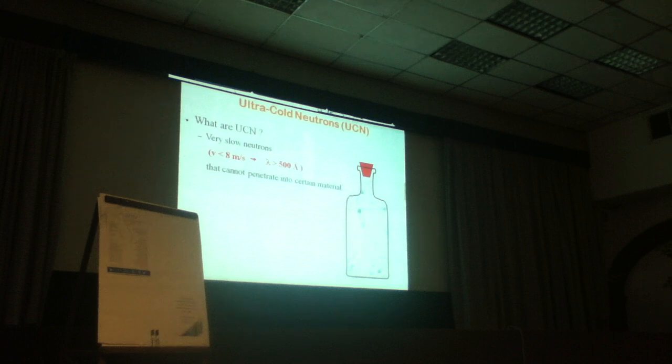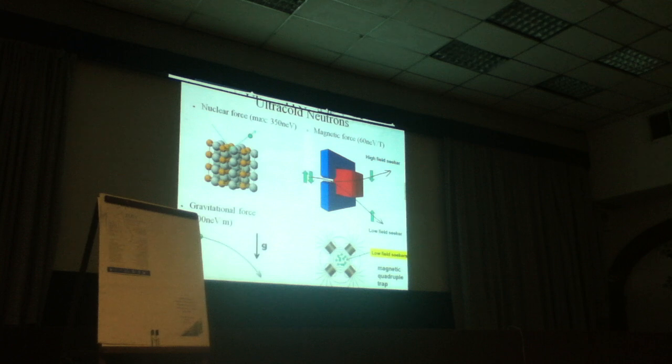So you can apply a lot of the precision atomic physics techniques onto this nuclear system to probe high energy physics and then look for physics beyond the Standard Model. So ultra-cold neutrons, like I said, will be bound by the material potential, which is mostly coming from the nuclear force, and it corresponds to about an effective 350 neV of trapping potential. So the kinetic energy has to be smaller than this value in order to be trapped.